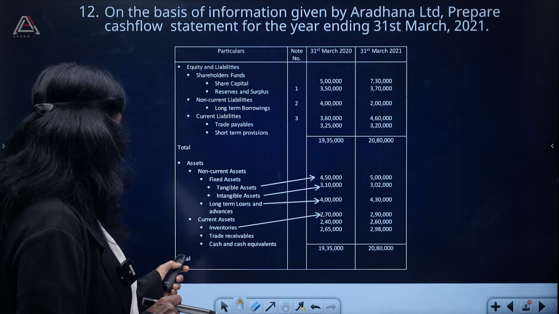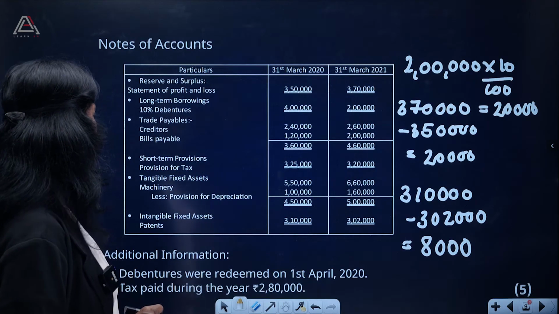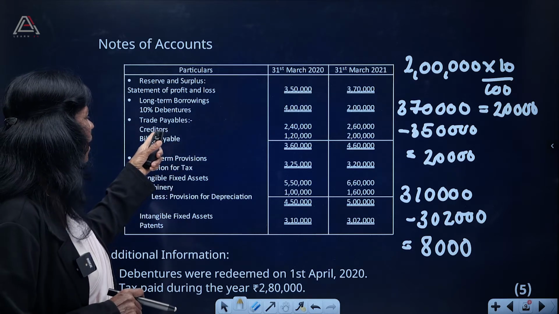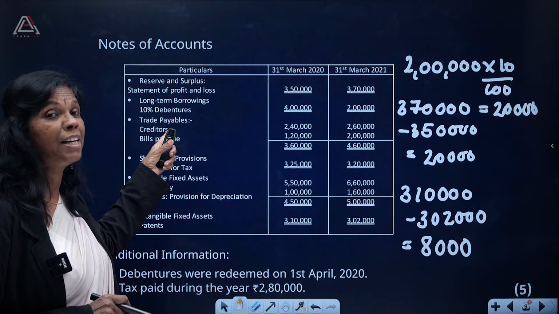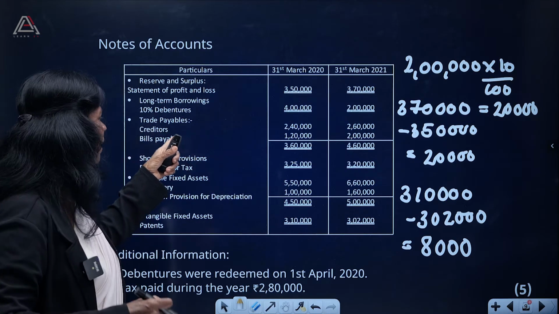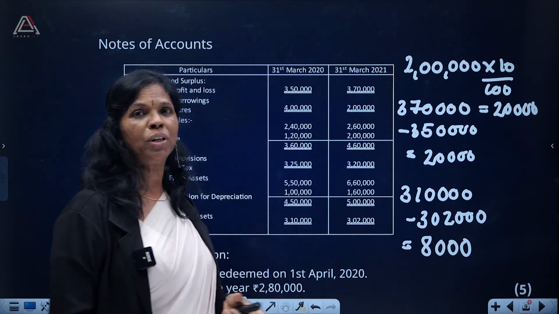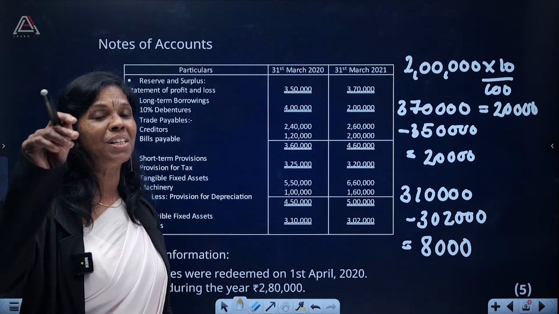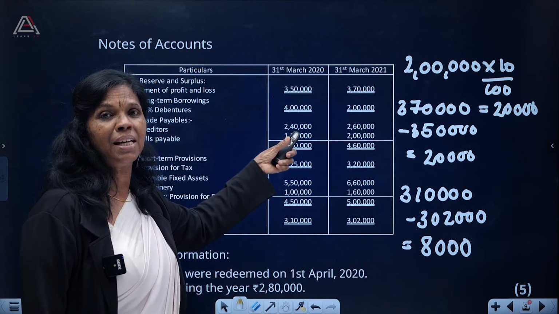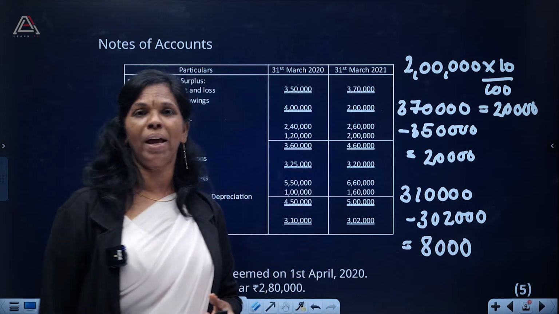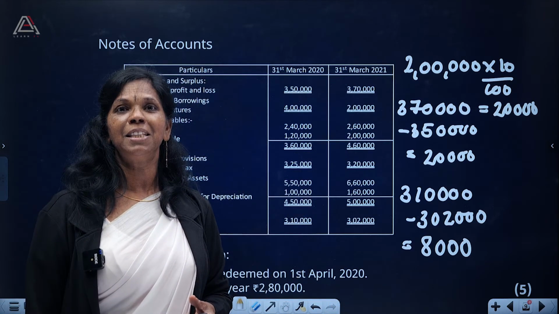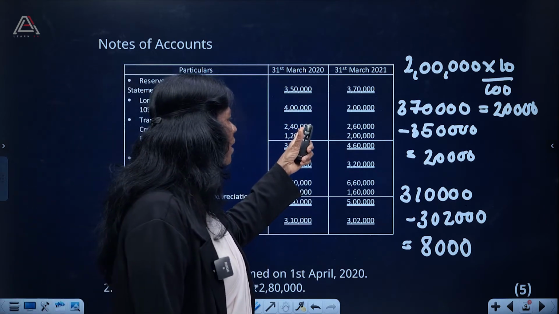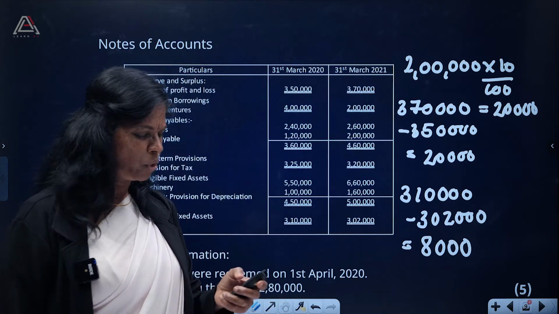Then coming to the liabilities, current liability. What are the current liabilities given in the question? Under trade payable, you can see creditors. If there is an increase in current liability, we have to add it. Creditors, first year 2,40,000, second year how much? 2,60,000. So how much is the increase? 20,000. Then bills payable, first year 1,20,000, second year 2 lakh. So how much is the increase? 80,000. The difference between 2 lakh and 1,20,000 is 80,000.